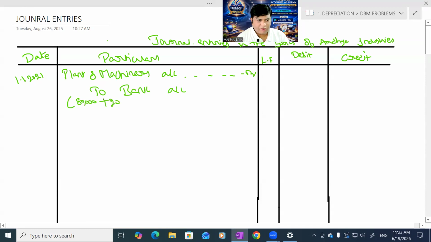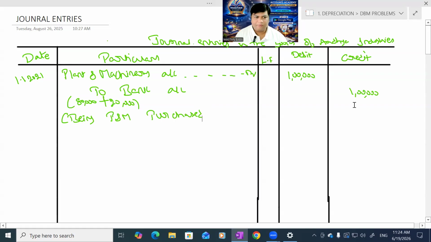So dear students, repeating once again, only when they ask you to record the entries are you supposed to record them, or else there is no need to record the entries. So the value of asset purchase is 1 lakh, being plant and machinery purchased. So the first entry we wrote is for the purchase of the plant and machinery, right? It's a very simple entry.